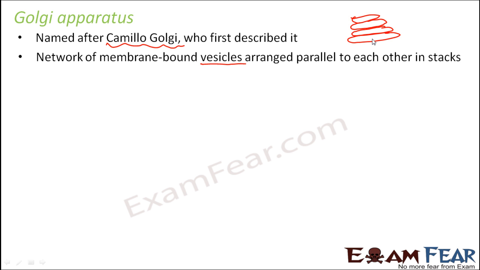This stack in which the vesicles are arranged is called cisterns. This is the term given to the stack of vesicles which are arranged parallelly, and such a network together forms the Golgi apparatus. These are mostly seen in cells that are actively involved in secretion of chemical products. Secretion is one of the important roles of Golgi apparatus. We will look at the functions of Golgi apparatus.